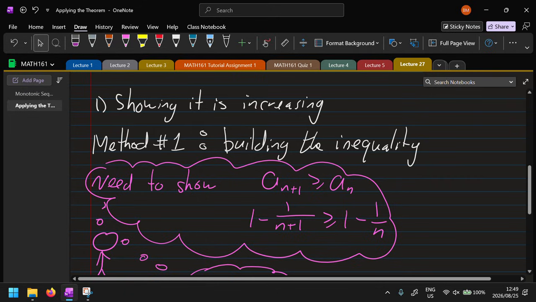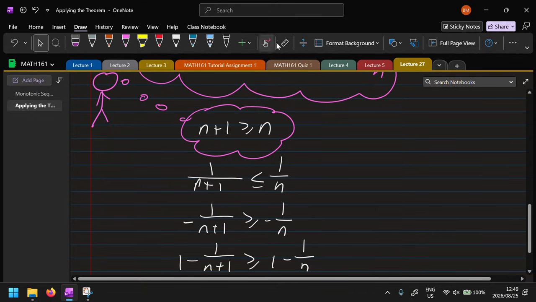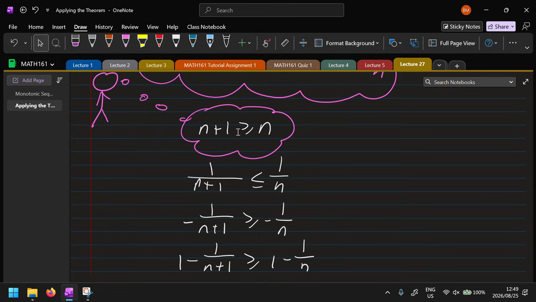So that's method 1, building the inequality. We can do something like that. Now, she started with this, but maybe you have another idea for a starting point. That could also work. So it's not a unique starting point. Maybe you want to start with n is greater than or equal to 0. That's somewhere to start. You can do that as well, because we know n is a natural number. Maybe you can build up from there. Again, it's not unique.